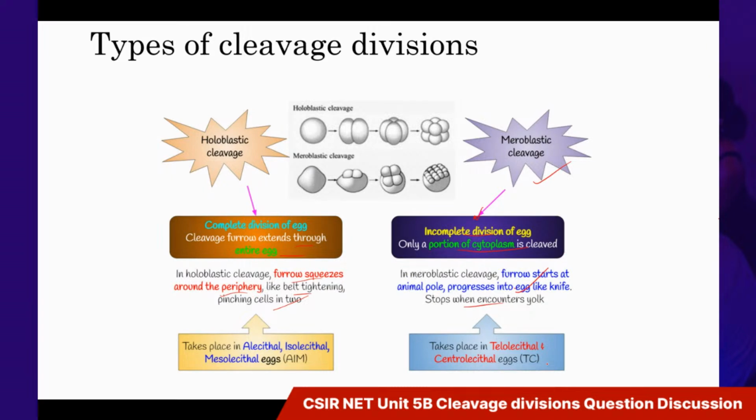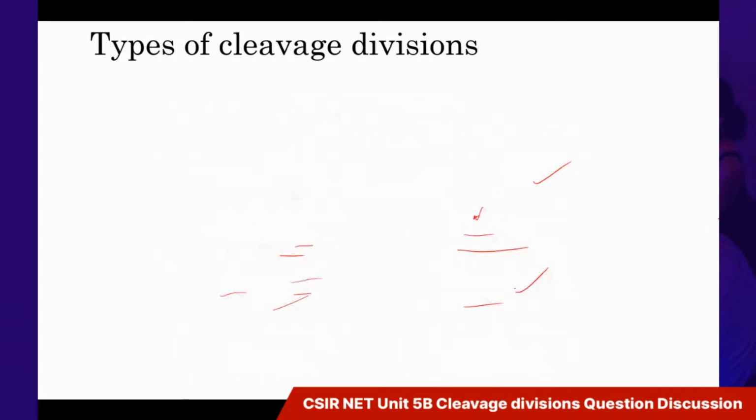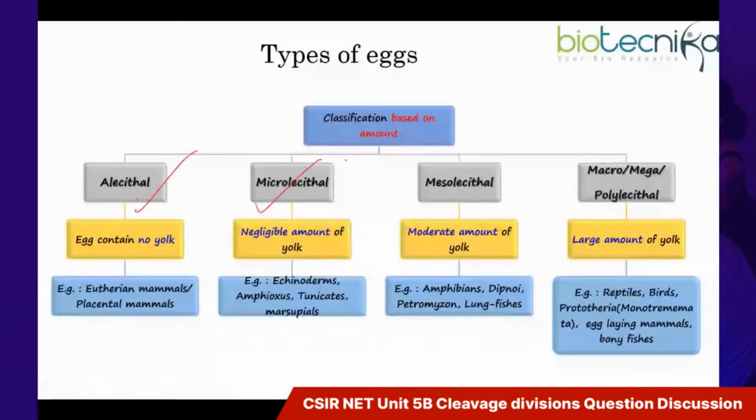In what kind of organisms will holoblastic cleavage take place? Obviously, in the ones where yolk content is less. That's why it takes place in alecithal, microlecithal, and even mesolecithal eggs. Only in the macrolecithal egg, that is mega or polylecithal, where yolk content is more, can the egg not divide completely. Only there will there be meroblastic cleavage. The word blastic comes because after cleavage division you produce a blastula, and mero means incomplete cleavage dividing the blastula. Only a part of that egg will divide.